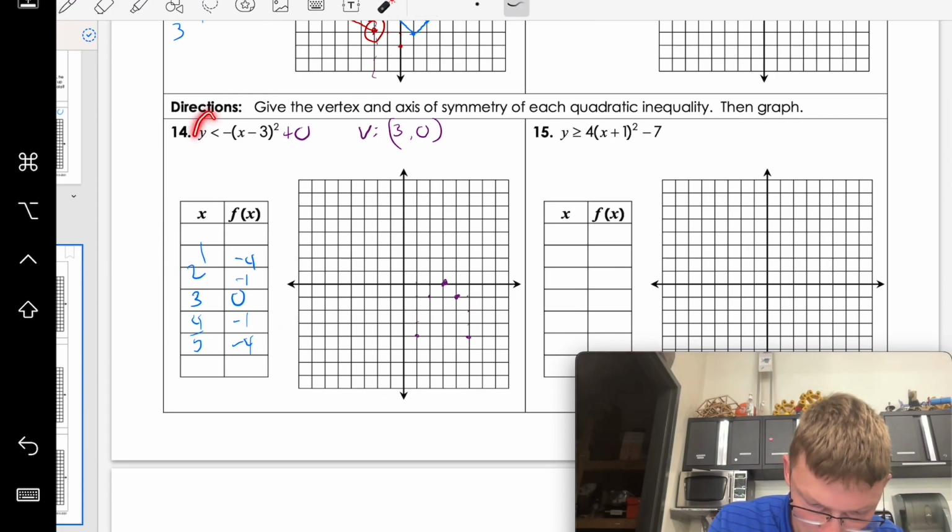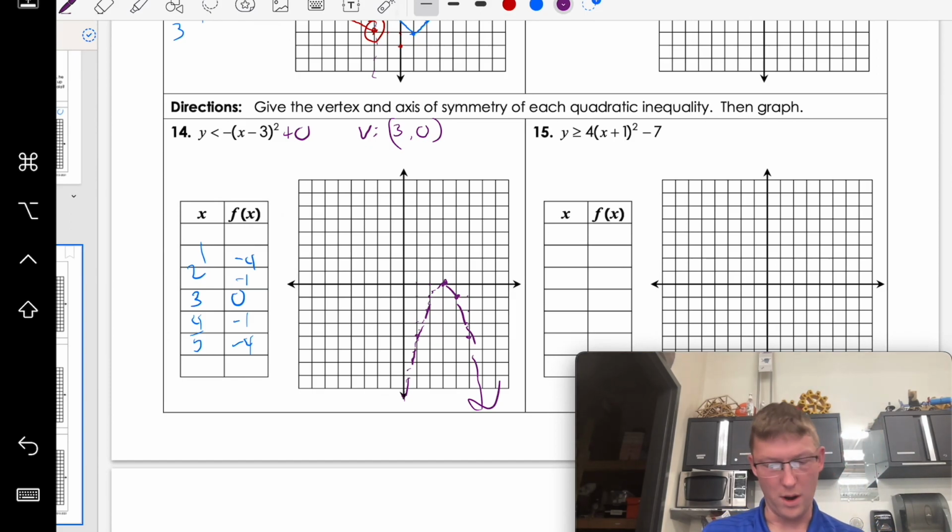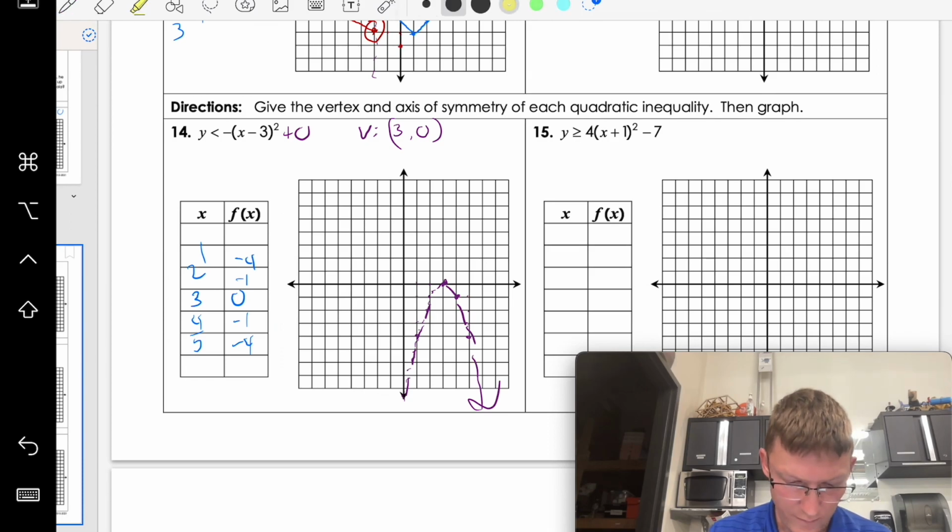Am I going to do a solid or dotted line? Okay, so that means I'm going to do a dotted line. I still hate dotted lines. I just can't see them as well. Whatever. My dotted line looks like garbage. Okay, so we gotta graph some stuff. No, shade some stuff. So this says y is less than all of that equation. So I'm gonna shade underneath it.